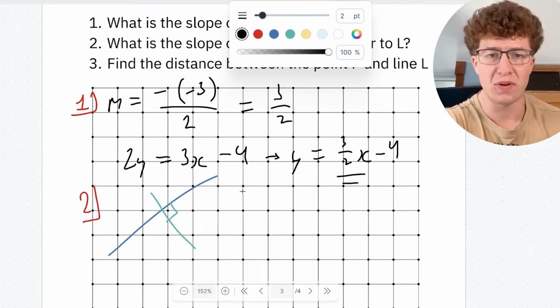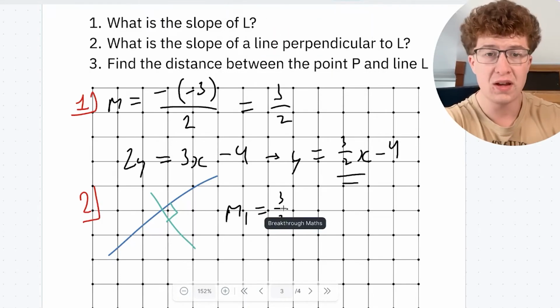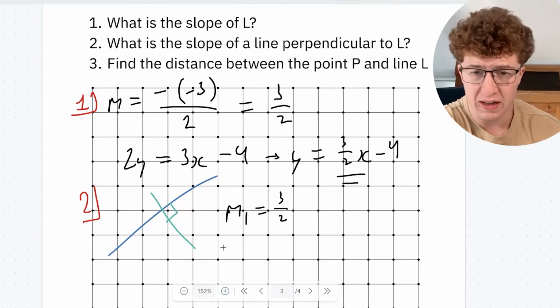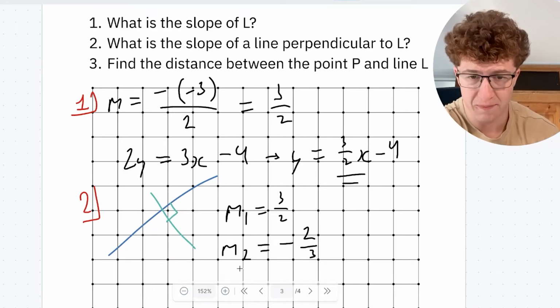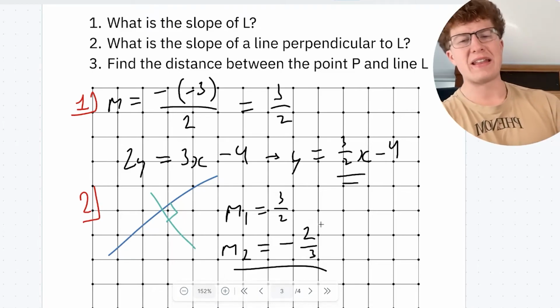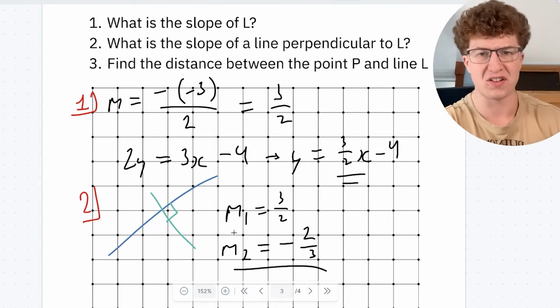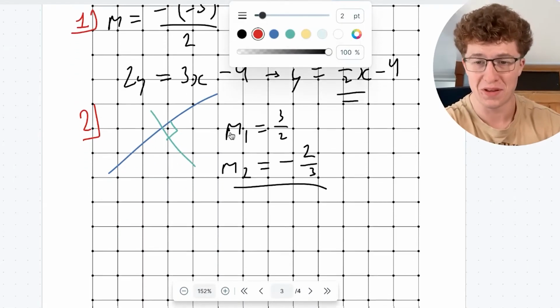So because the slope of the line L, I'm going to say m1, is equal to 3 over 2, the slope of the line perpendicular, I'll say m2, will be minus 2 over 3. All you have to do is flip the slope and make it negative. Or if it's already negative, make it positive. Just flip the whole fraction and then flip the sign.